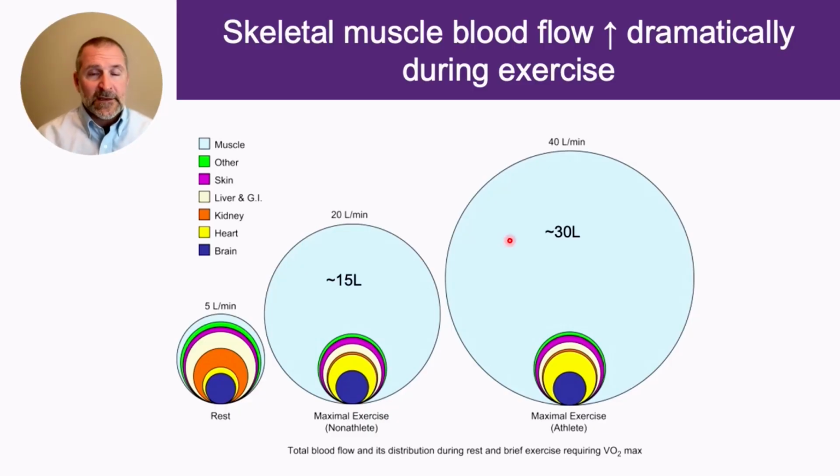So this highlights that skeletal muscle has an impressive ability to accept blood flow during exercise, which denotes that the vascularization must be quite extensive in order to accommodate that blood flow.